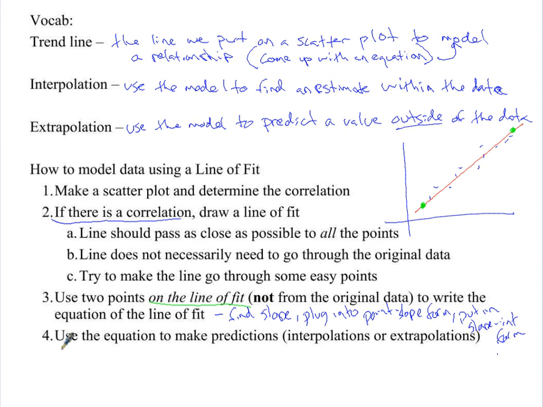Then, step 4, use the equation to make predictions. Once you have that equation, you can find any answer you want. I can give you some sort of question like, how tall will a person be if their foot is 20 inches long? And then you can use your equation to figure that out. Interpolations or extrapolations. How tall would a person be if their foot was 22 centimeters long? That one fell within our data set. That would be an interpolation.